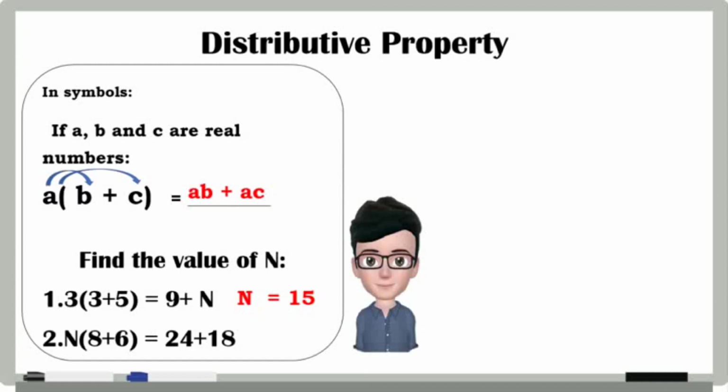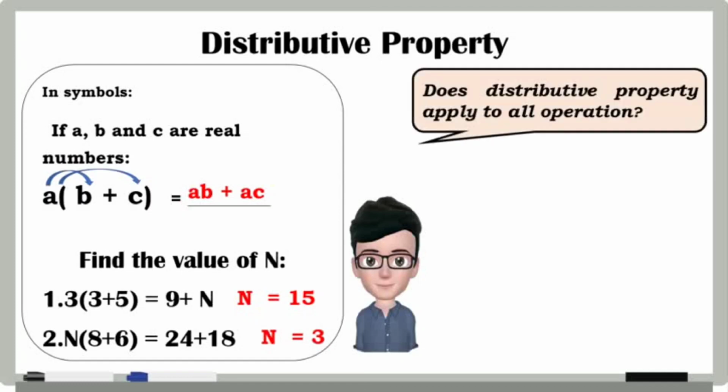Okay, that is good. Now for number 2, n times the quantity 8 plus 6 is equal to 24 plus 18. What is the value of n? 3. How did you get 3? Because 3 times 8 is equal to 24 and 3 times 6 is equal to 18. Okay, that's correct. So you look for a number which, when you multiply by 6, will become 18. So that is 3.